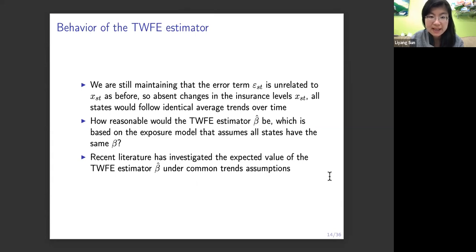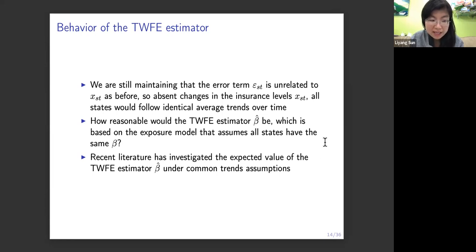But we're still maintaining that the error term is unrelated to the fraction of elderly with health insurance as before. So absent changes in insurance rate, all states would follow identical average trends in expenditure over time, more commonly known as the common trends assumption. We can still use the two fixed effects estimator, and it's a valid question how reasonable this estimator would be, since the two fixed effects estimator is based on the assumption that all states have the same coefficient.